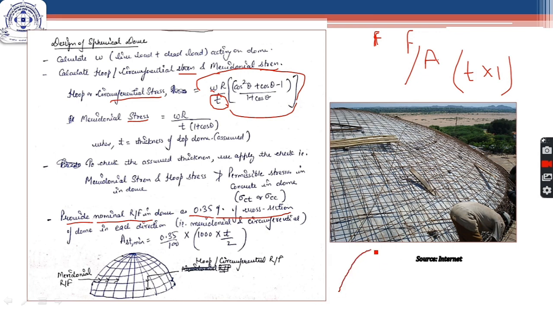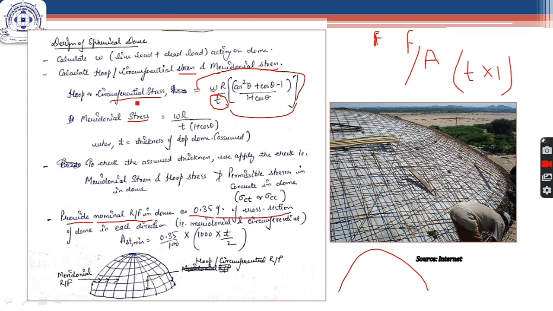So if this is a dome, then if you look here in this diagram, the reinforcement is provided in circumferential direction. This is the circumferential reinforcement, and these lines are showing the meridional reinforcement, and these are calculated as 0.35 upon 100 into 1000 into T by 2 because these are provided on both the faces. So this is how the design of top dome or any spherical dome is done, and it is very easy.